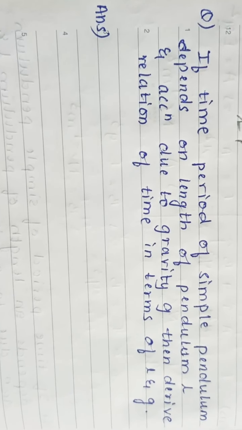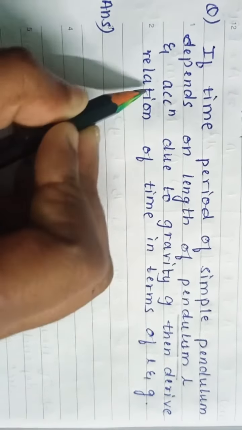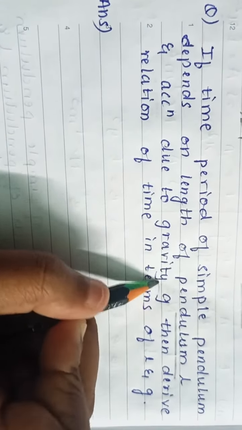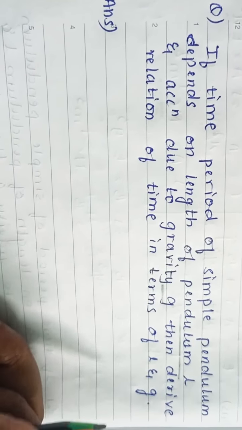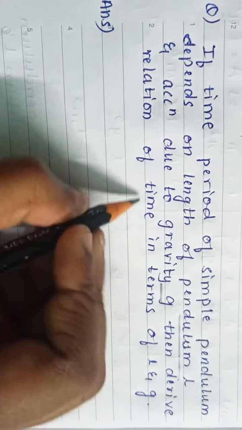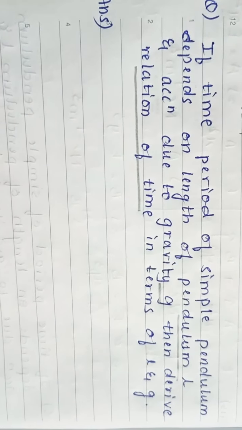Let's see the question. If the time period of a simple pendulum depends on the length of the pendulum L and acceleration due to gravity G, then derive a relation of time in terms of L and G. So we have to find the relation of time by using L and G.